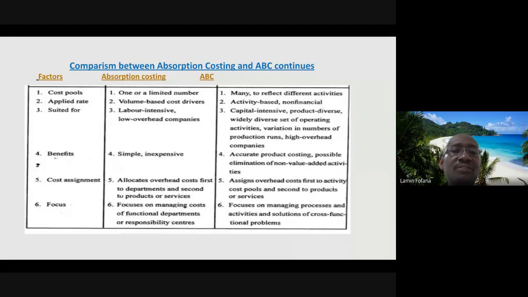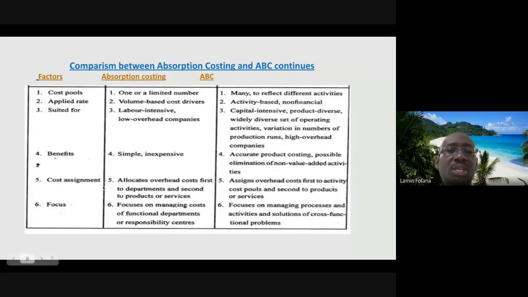Its benefit is that it's simple, and of course it's inexpensive because there is not much effort you need when you're doing your absorption costing. But ABC is complicated because you need to go down and break those overhead costs into their various activities. Usually when we are recording overheads in our books, they are not by activities, okay? So you need to go into the financial statements and try to break those overheads into their various activities. So it's cumbersome, and you need highly specialized people to do it. That's why in the West, you have some accountants who have specialized in implementing ABC for companies. Okay. So it's really, really important.